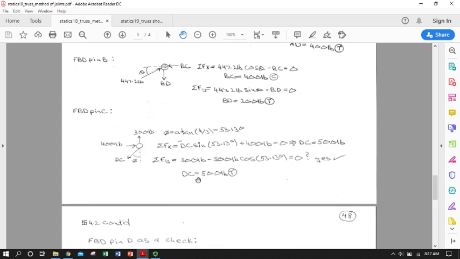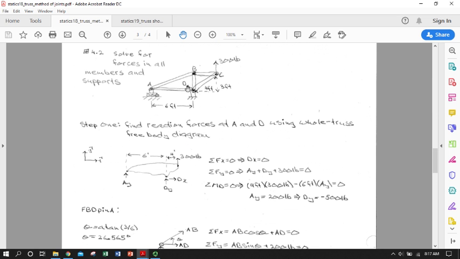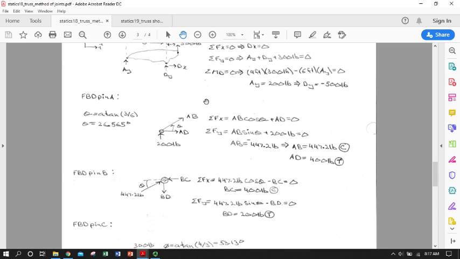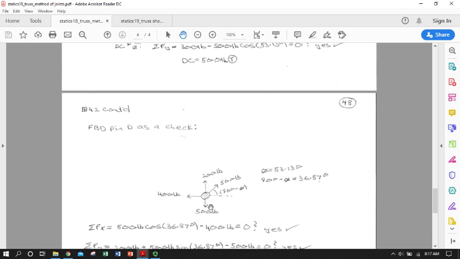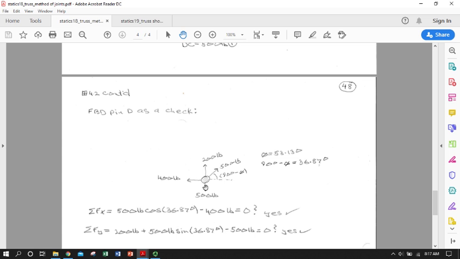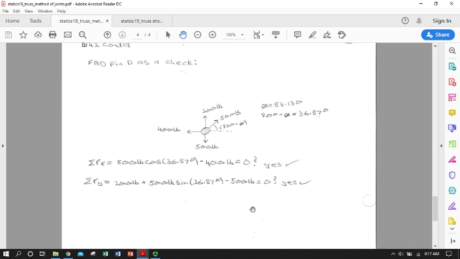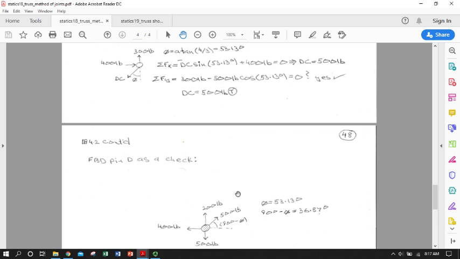And then I can use my final pin down at the support D as a complete check of all of my assumptions to date, including the support reactions. So I can put all of the loads and all of the members that I've solved for so far that are going through pin D, along with their respective angles, and then the downward support reaction, and make sure that they all tally up to 0 in the X and the Y, and they do. So I know that my truss has been solved correctly.